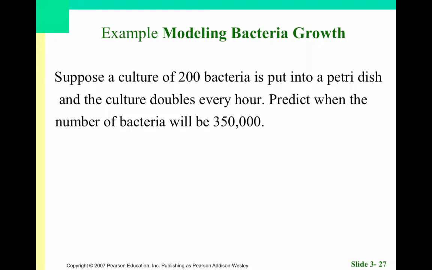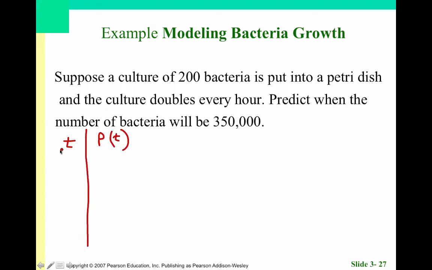Suppose a culture of bacteria is put into a petri dish and the culture doubles every hour. Predict when the number of bacteria will reach 350,000. So what we've got here is our starting point. We've got time and population at said time.